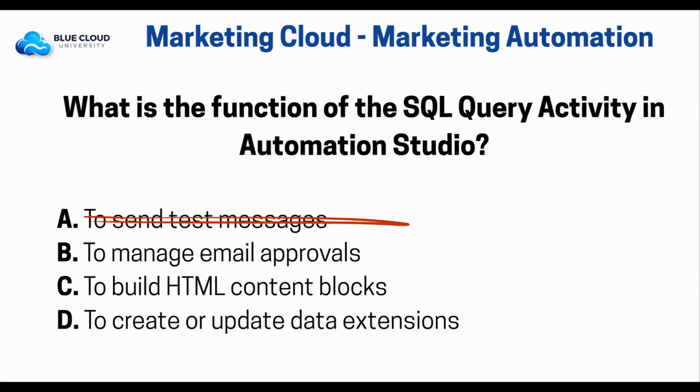Answer B says to manage email approvals. Once again, unless that's something that has to do with data management, it doesn't necessarily fit the criteria here. So it has nothing to do with email approval. And answer C says to build HTML content blocks. No, it's not doing any kind of creation of anything. It's simply pulling data from different sources and storing that data into other data extensions. So it's not going to be C.